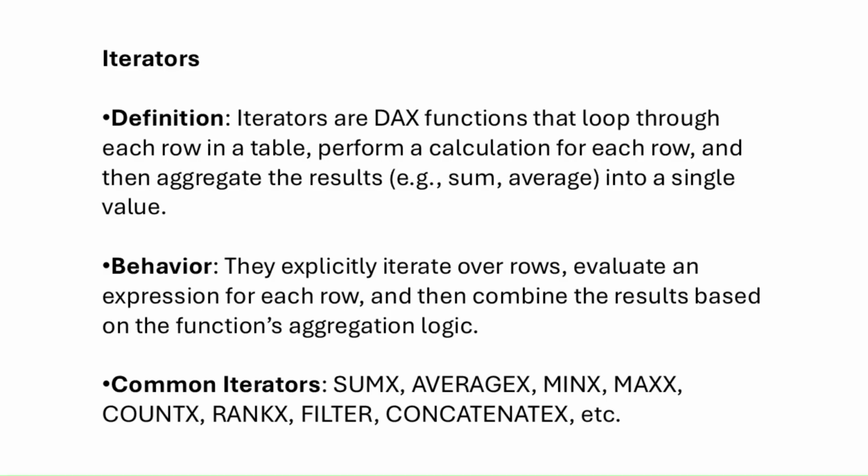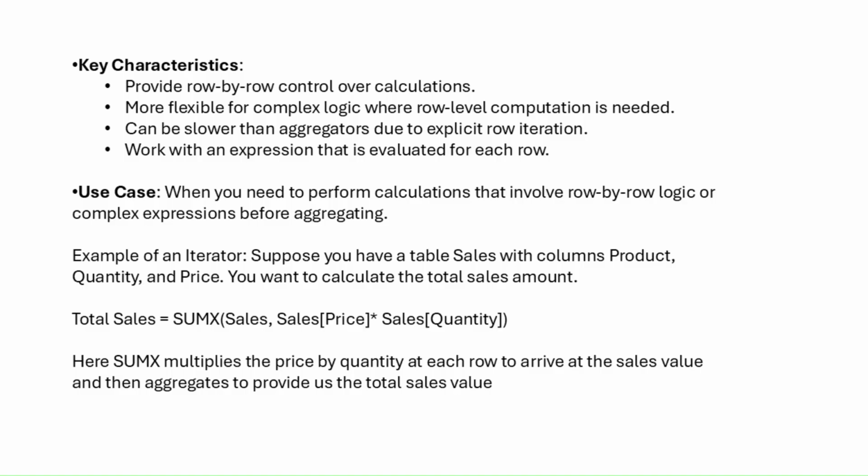Behavior. They explicitly iterate over rows, evaluate an expression for each row, and then combine the results based on the function's aggregation logic. Common iterators: SUMX, AVERAGEX, MINX, MAXX, COUNTX, RANKX, FILTER, CONCATENATEX, etc. Key characteristics: provide row-by-row control over calculations. More flexible for complex logic where row-level computation is needed. Can be slower than aggregators due to explicit row iteration. Work with an expression that is evaluated for each row. Use case: when you need to perform calculations that involve row-by-row logic or complex expressions before aggregating.